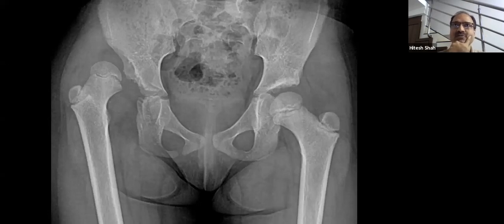There would be growth abnormality of the proximal femur. The metaphysis may be short. There may be sclerosis. There may be irregularity on either side. And anytime you see a dislocation, always keep in mind this is not a DDH. That may be a post-septic dislocated hip.